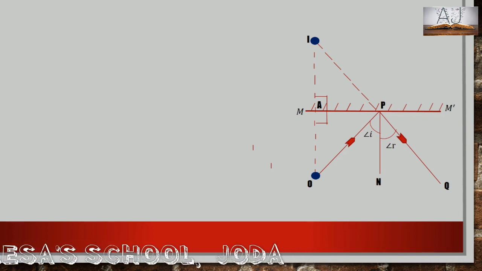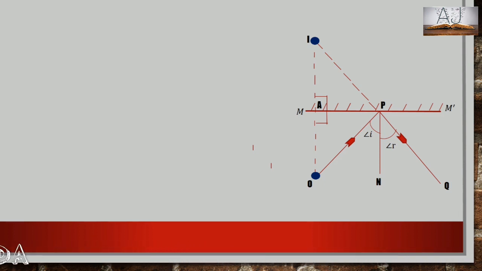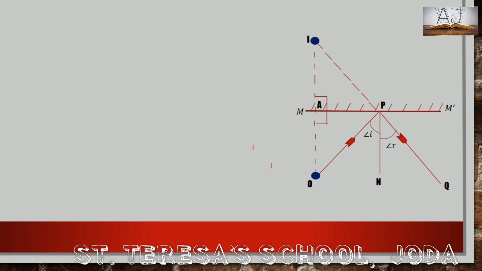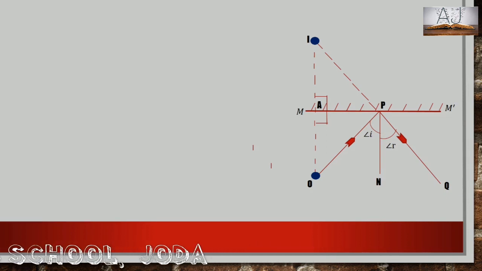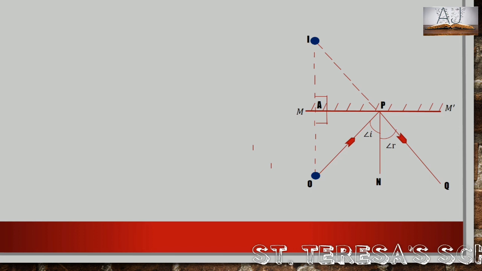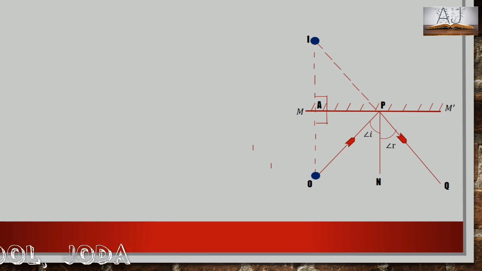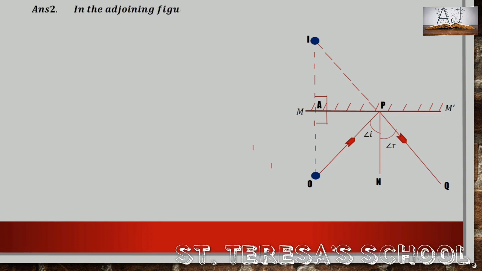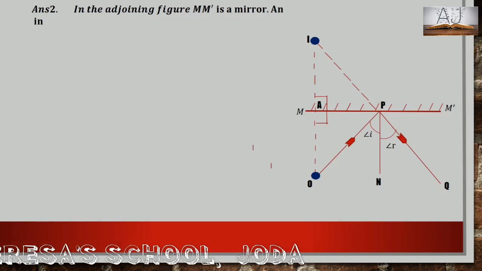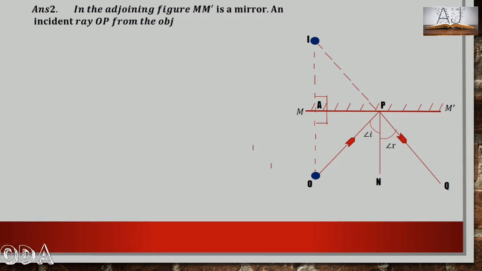So here it is. In this diagram you can see that MM dash is a mirror. O is the object, I is the image. From O you can see a ray OP which is the incident ray. And you can see that PQ is the reflected ray, with the angle of incidence and angle of reflection. We have to prove that OA, the distance of the object from the mirror, is equal to OI. So in the adjoining figure, MM dash is a mirror.